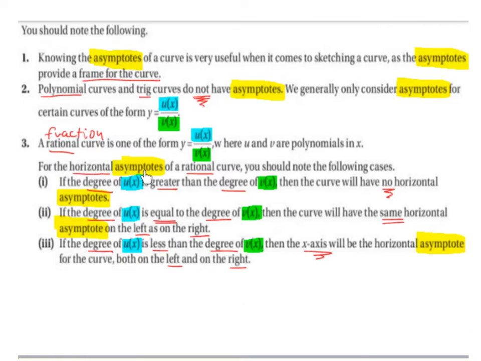For the horizontal asymptotes of a rational curve, you should note the following cases. If the degree of u of x, so the numerator, is greater than the degree of v of x, the denominator, then the curve will have no horizontal asymptotes. If the degree of u of x is equal to the degree of v of x, so if the numerator and the denominator have the same power of x, then the curve will have the same horizontal asymptote on the left as on the right. And if the degree of u of x, the numerator, is less than the degree of v of x, the denominator, then the x-axis will be the horizontal asymptote for the curve both on the left and on the right.